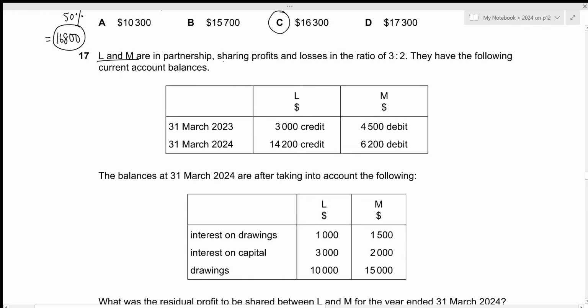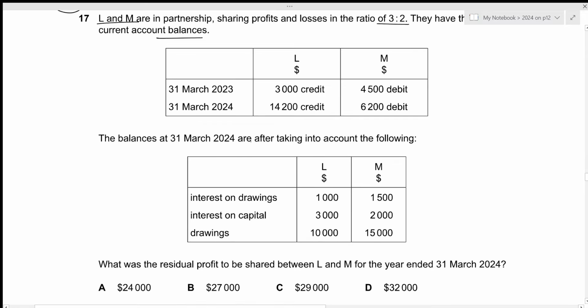L and M are in partnership, sharing profits and losses in the ratio of 3:2. They have the following current account balances. Balances at 31st March 2024 after taking into account the following. Alright, we have interest on drawings, interest on capital and drawings. What was the residual profit to be shared between L and M for the year ended 31st March 2024? Okay, we want the residual profit. That's the total residual profit.